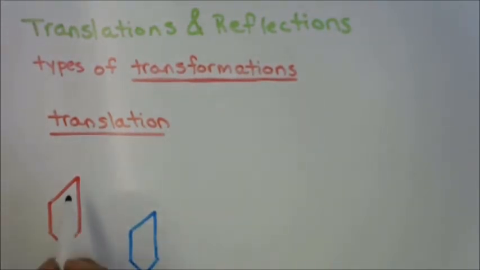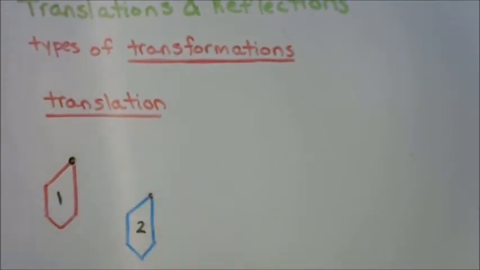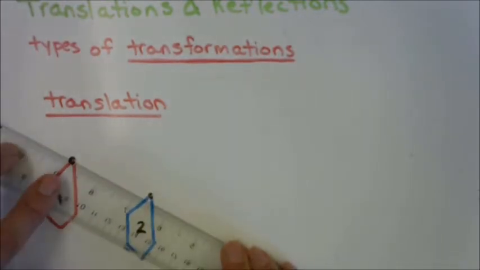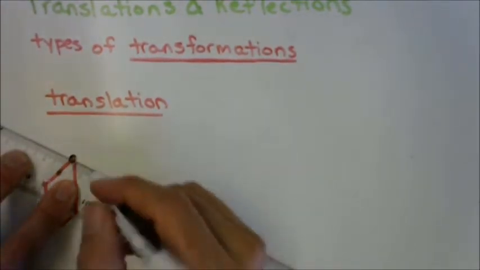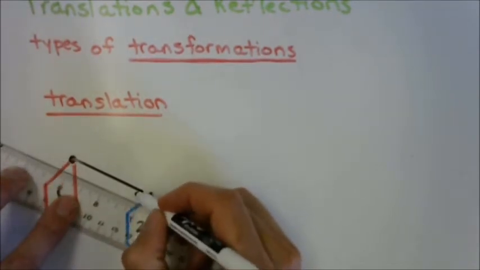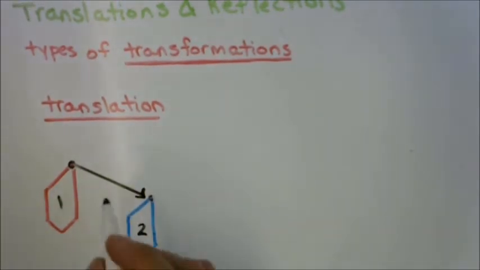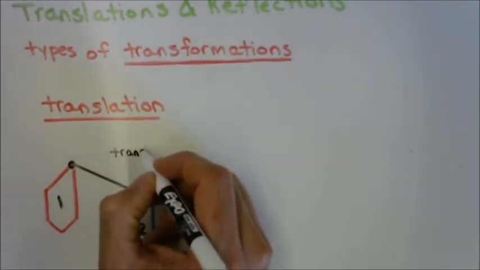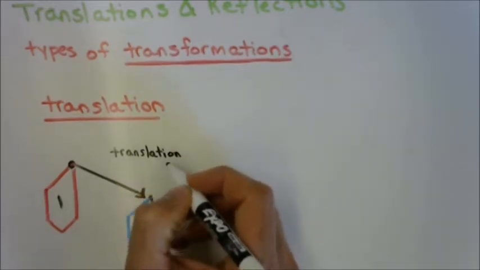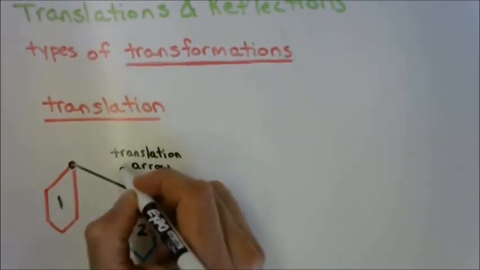And now if we take 1 point on our original figure and we identify the corresponding point on our moved figure, our second figure, and we use a ruler to draw an arrow from the point on figure 1 to the point on figure 2, we have now mapped that translation using a translation arrow. Translation arrow, right there.